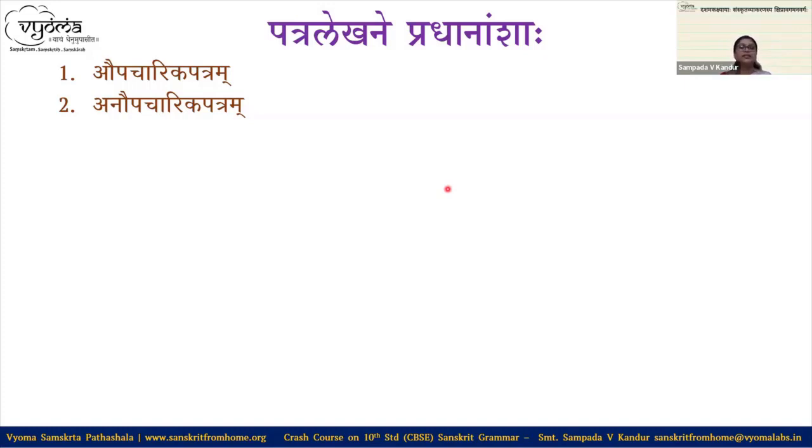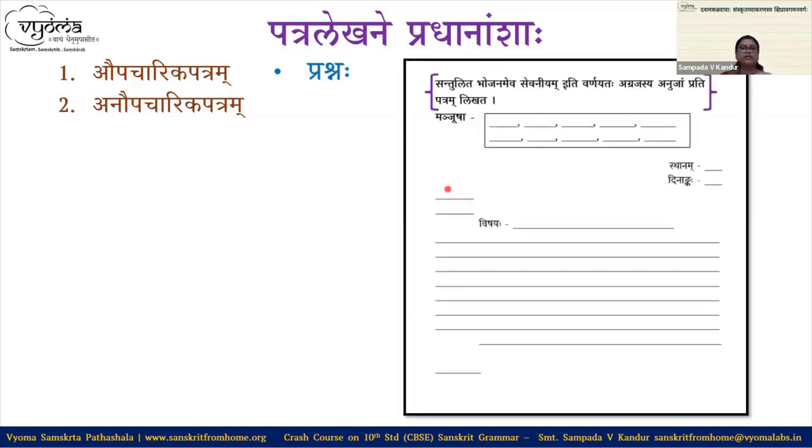Formal letter is when you want to take permission, you want to leave. Leave letter, formal letter. Okay, complaint letter, formal letter. Permission, formal letter. When you're reaching out to government officials, or you're writing to an editor of any newspaper or anyone, when you are reaching anyone officially, that letter is called a formal letter, Aupcharika Patram. So we have a general format.